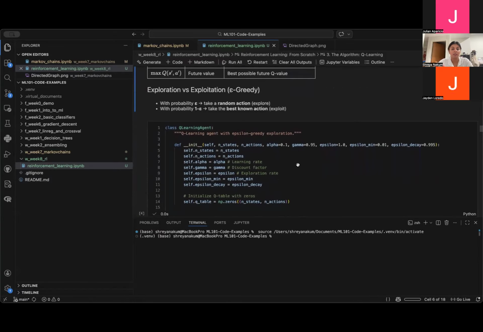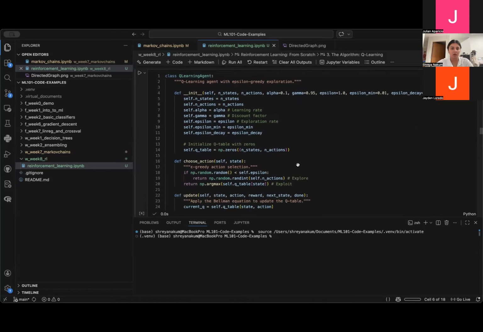And then once again, there are two main things: exploration and exploitation. We talked a little bit about the epsilon greedy policy, where in the beginning we take a random action, and as time goes on, the probability slowly decreases, and we begin taking the best known action instead.